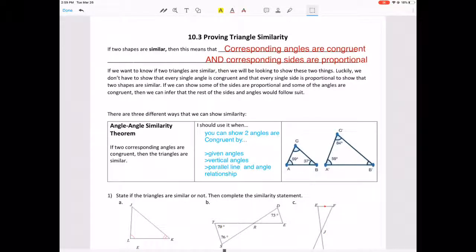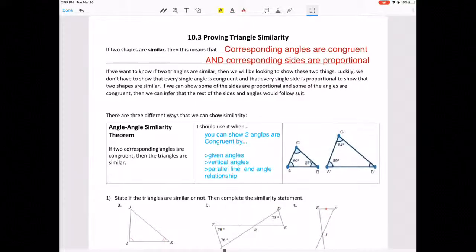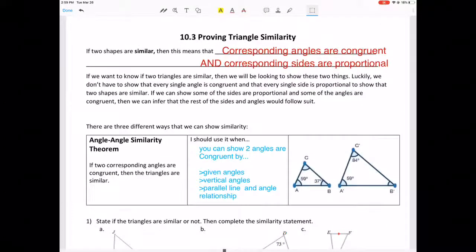Okay, so just a quick review of what we did before, or I guess not really a review, but if two shapes are similar, that means that the corresponding angles are congruent and corresponding sides are proportional. All right, so we need to make sure we remember those and the wording that corresponds to similar triangles.